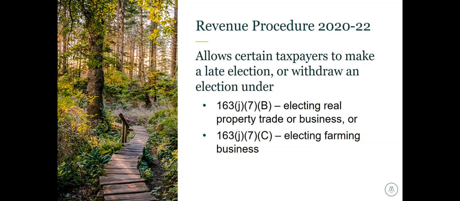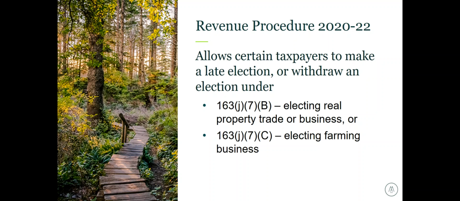As a consequence of making the election, real property or farming businesses are required to calculate depreciation under an alternative method of depreciation called ADS. Under ADS, the lives of assets are generally only slightly longer than they would have been under the MACRS lives. However, under ADS, bonus depreciation is not available.